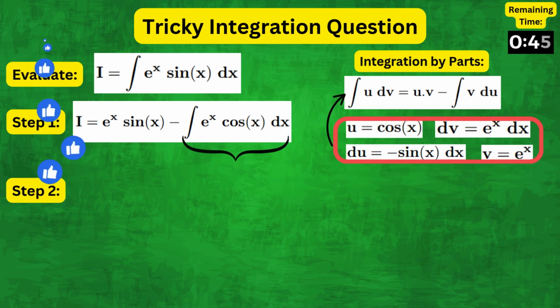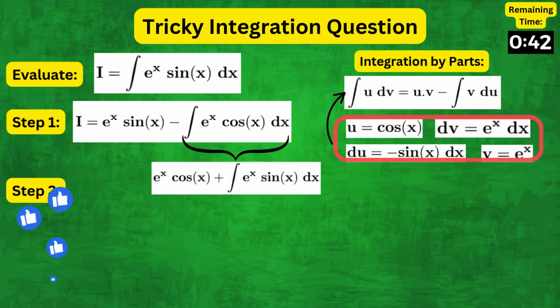Now, plugging these in, the integral becomes e to the x cos x plus the integral of e to the x sine x dx.